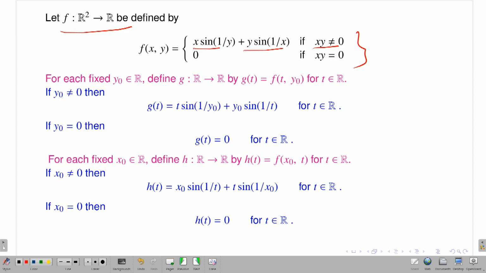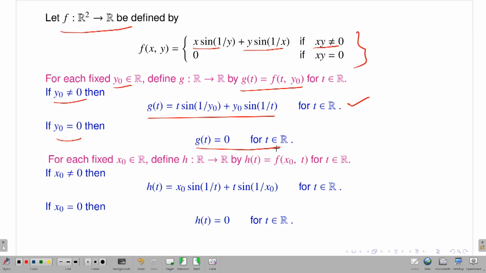Now let us see what the functions g and h look like from R to R. If I fix a point y naught in R, g of t is equal to f of t comma y naught. Now, if y naught is non-zero, g of t is t sine of 1 by y naught plus y naught times sine of 1 by t, for t in R. And if y naught is 0, then xy is 0, so that is not an issue, and therefore this is 0.